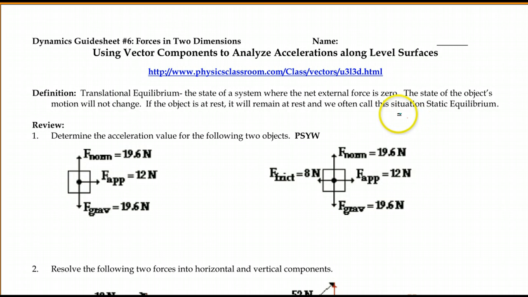So we're going to look at all that, and we're going to be applying the second law of motion, called the law of acceleration. When you add all the forces on an object, the net force is equal to the mass of that object multiplied by its acceleration.